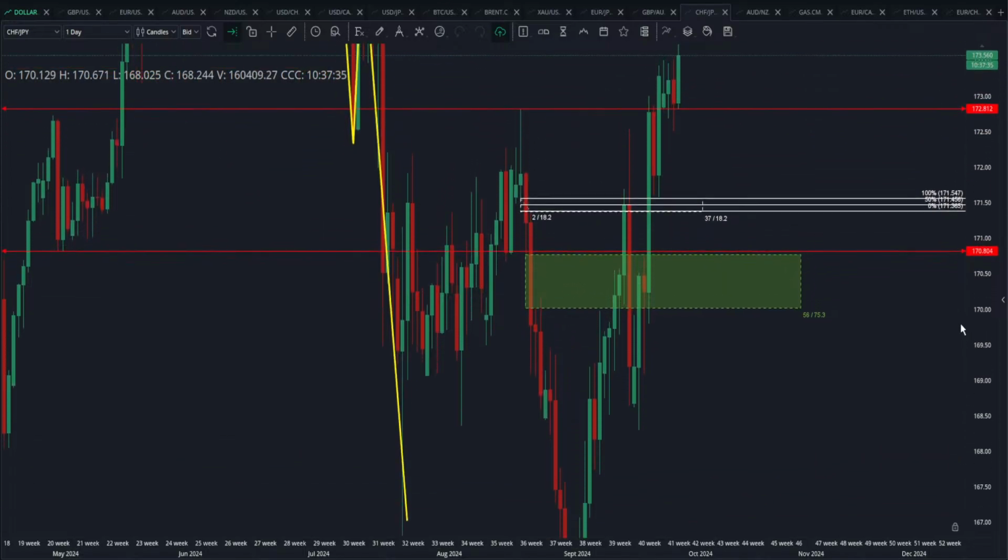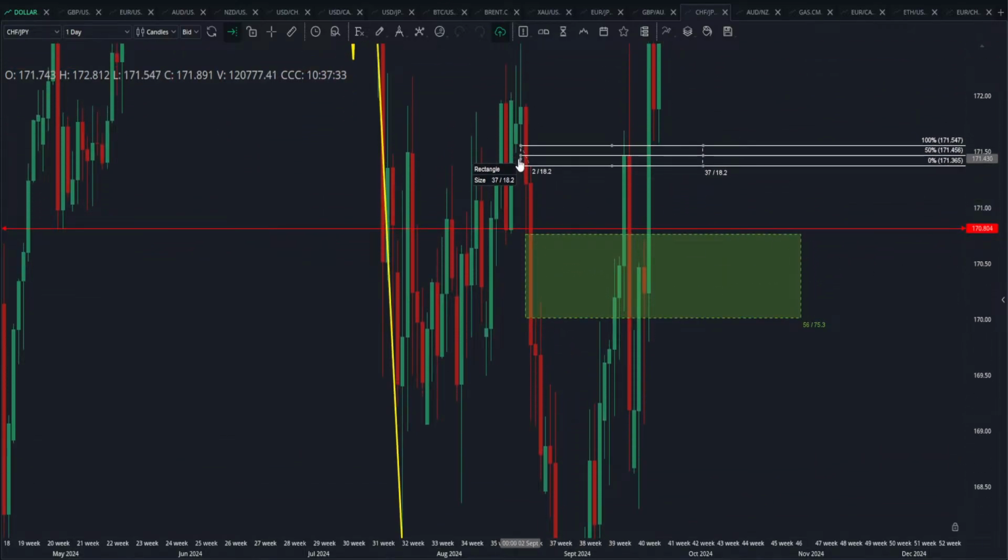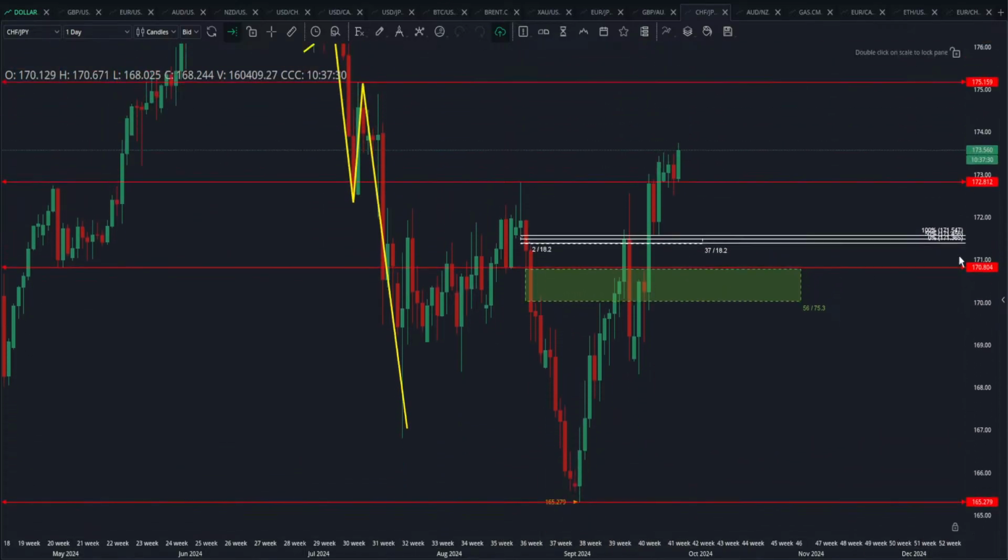Now you see how clearly this was the last fair value gap. Once the price broke above this, then there is no coming back. See.